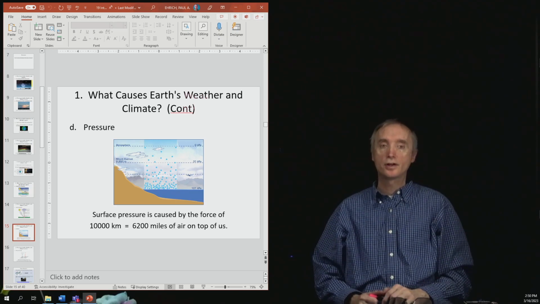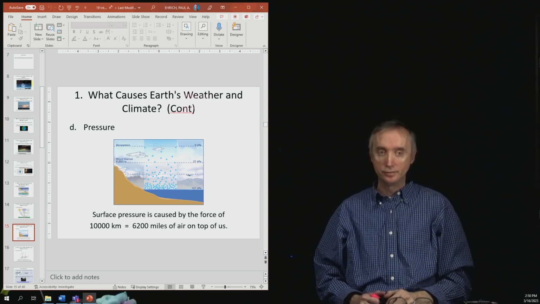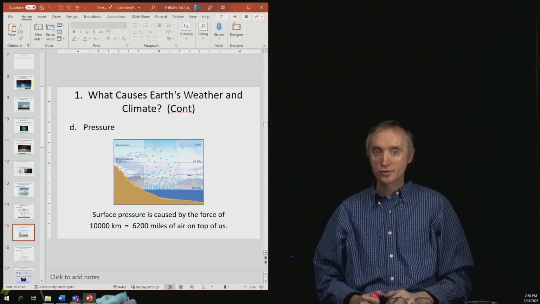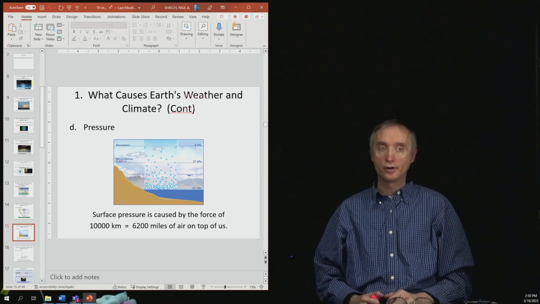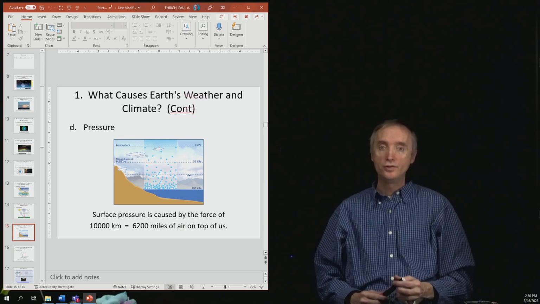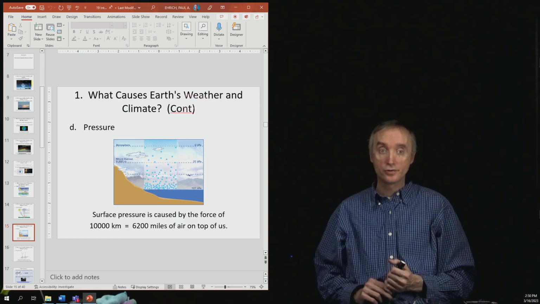And so we've been talking about what causes Earth's climate. We've talked about the structure of the Earth's atmosphere, what heats the Earth's atmosphere, and how clouds form. Well, now we want to throw into the mix atmospheric pressure. So what do we mean by pressure in the first place?